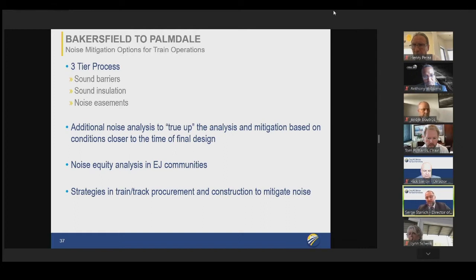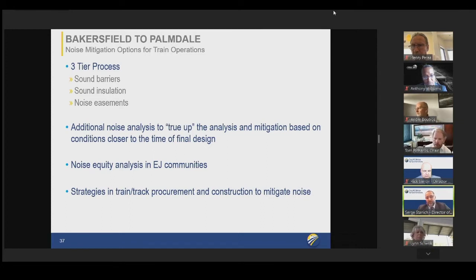That way, as we advance design, better technology becomes available, we can determine, in working with the local communities, what the effects would be and what the appropriate final design mitigation should be for sound. We've also included an equity analysis to make sure that the application of the noise mitigation is going to be equitable for the EJ communities as it is for the non-EJ communities.